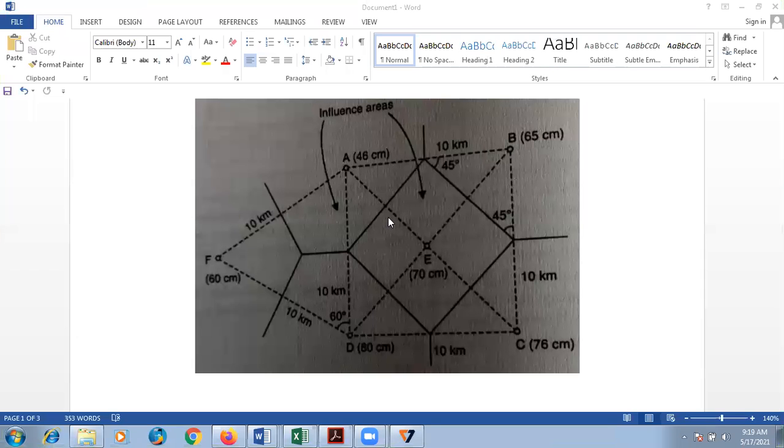Last class, we were discussing how to determine mean precipitation for a given watershed. In this respect, we have discussed three different methods: the simple arithmetic average method, the more accurate Thiessen polygon method, and also the equally accurate third method, the isohyetal method. Each one of them has its own pros and cons.